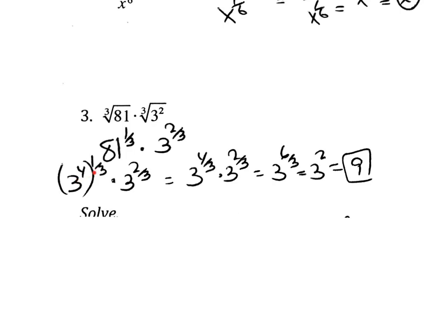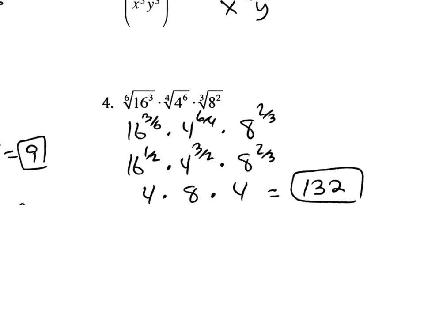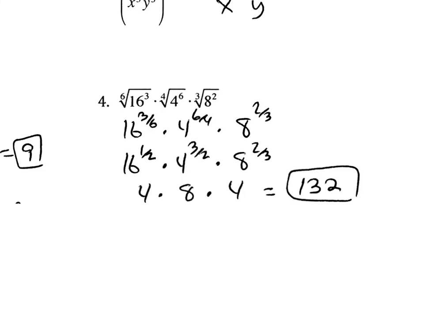Now, exponent inside, outside. Multiply them. That gave me 4/3 times the other 3. When you multiply, just add the exponents. Don't change the 3. Just add the exponents. 6 over 3 is 2. 3 squared is 9.